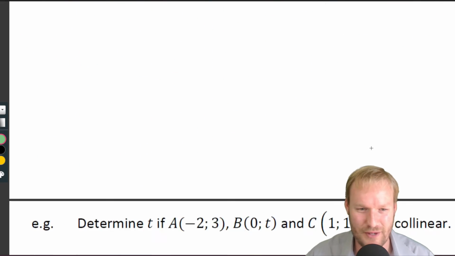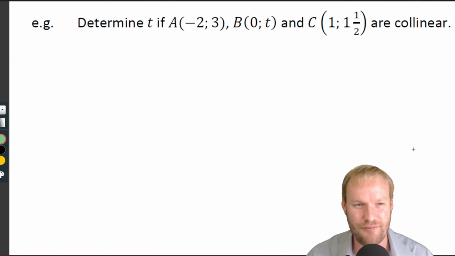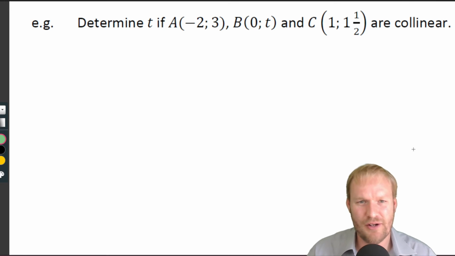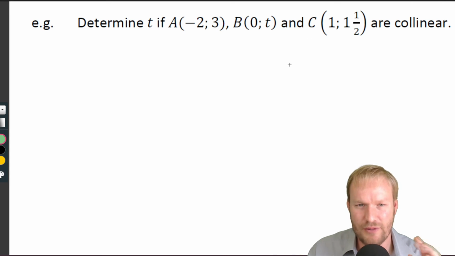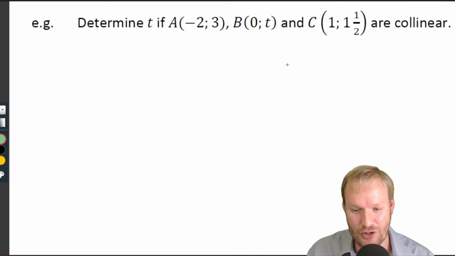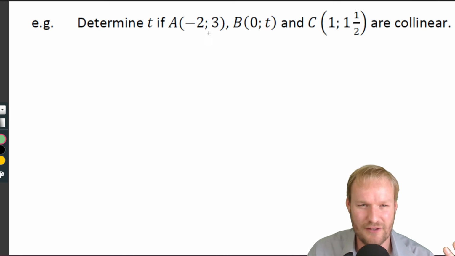Okay, so I think we have one final example. Determine T if these are collinear. Okay, so collinear, remember, says that the gradient between A and B is equal to the gradient between B and C is equal to the gradient between A and C. Now, we need to work with one gradient we know and one we don't. So I think it's going to be easiest if, let's work out this gradient here, A and B. So I'm going to go from A to B, MAB.